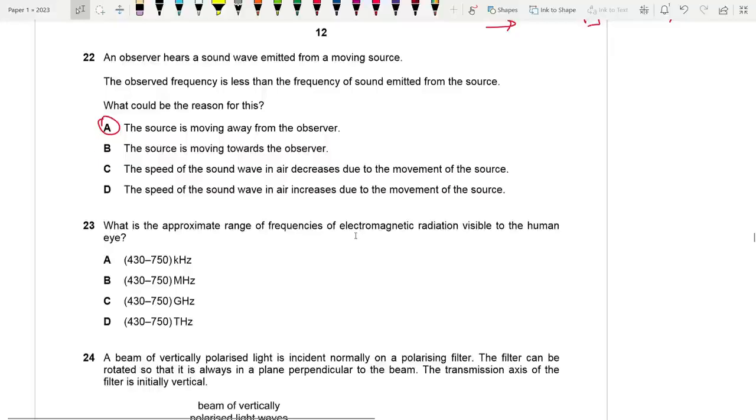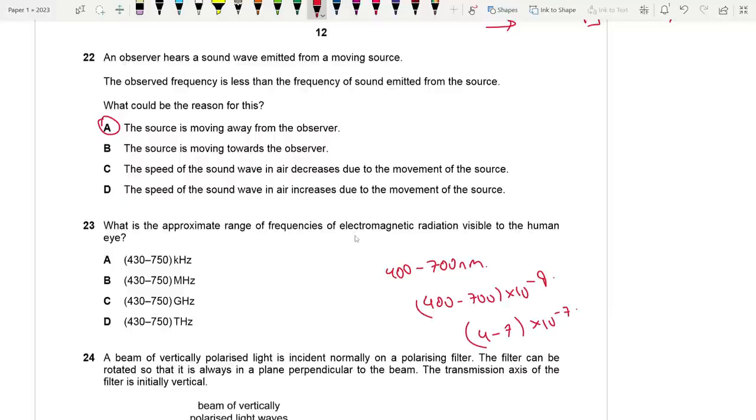What is the approximate range of electromagnetic radiation visible to the human eye? So visible light is approximately 400 to 700 nanometers, which is 400 to 700 times 10 to the power minus 9, which is 4 to 7 times 10 to the power minus 7 meters. So let's convert each of these and find out. 430 to 750 times 10 to the power 3, which is 4.3 to 7.5 times 10 to the power 5.